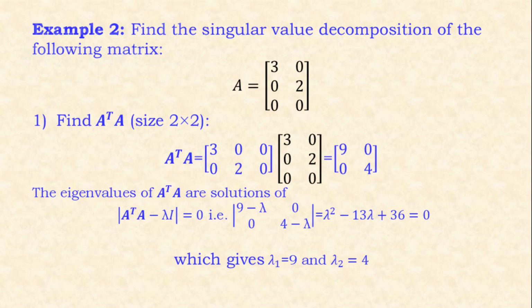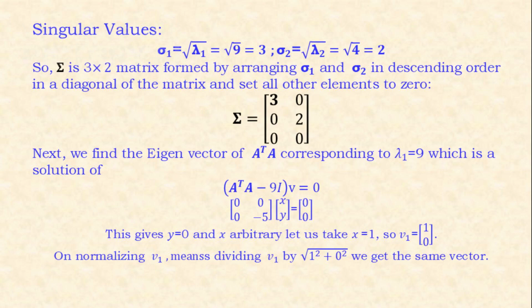Let's explore an example of singular value decomposition. Here, A is a 3 by 2 matrix. We start with computing the transpose of A times A and then find the eigenvalues of it. Here it comes to be 9 and 4. Now, the singular values are the square root of these eigenvalues.